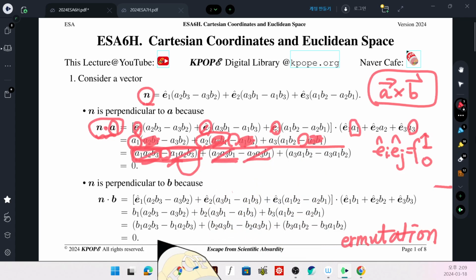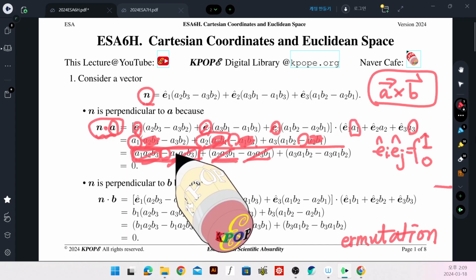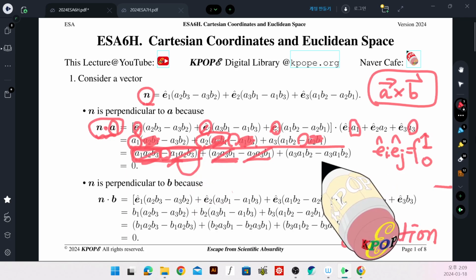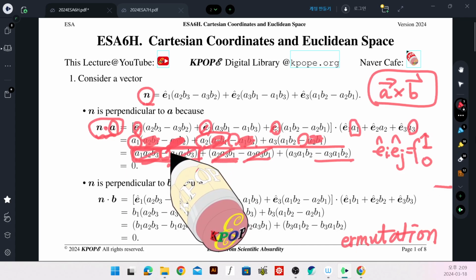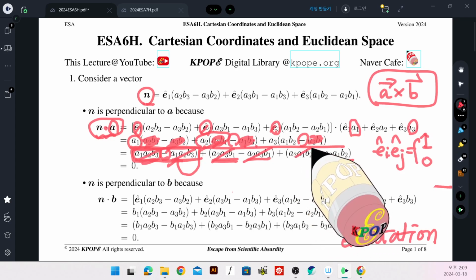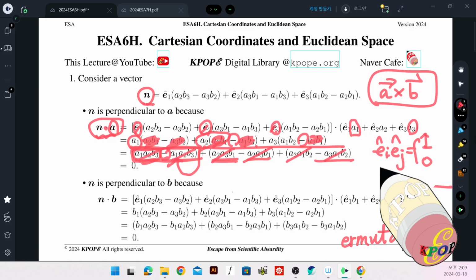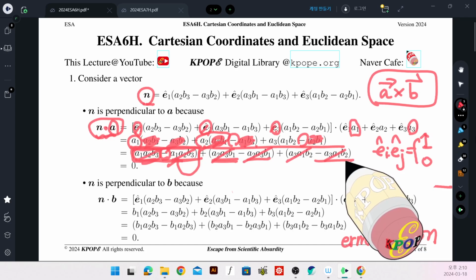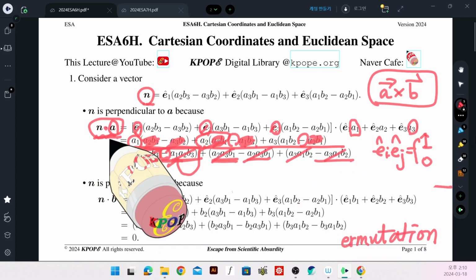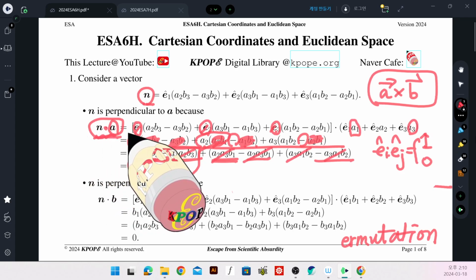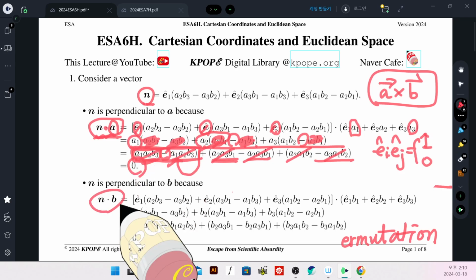They cancel exactly. And then remaining two terms, A1, A3, B2, that has a negative sign, A1, A3, B2, that has a positive sign. In a similar manner, all six terms cancel exactly to find the scalar product between n and a is 0. In a similar manner, n dot b is also 0.